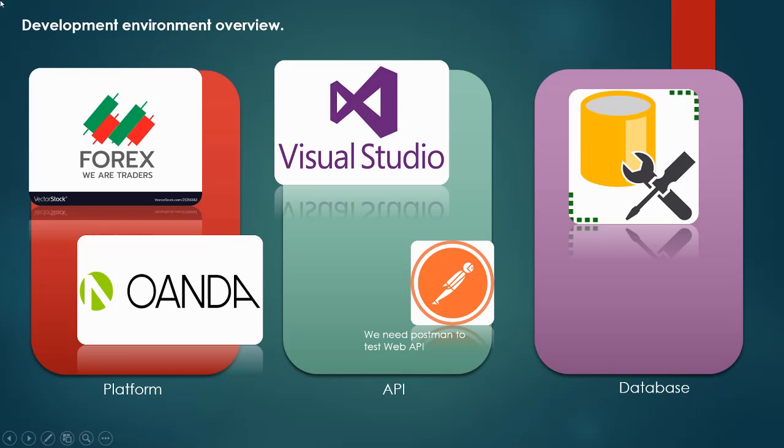So the environment is the first thing you learn to build our product. Here is the environment tools overview, and we separate our development into three parts. The first part is the platform, the second is API, and the third, of course, is the database.